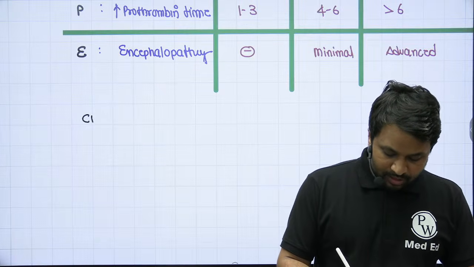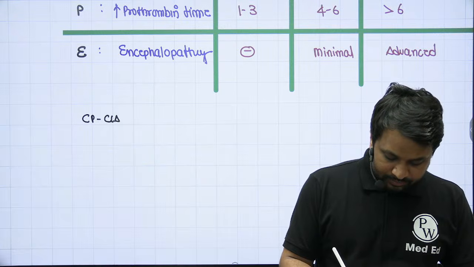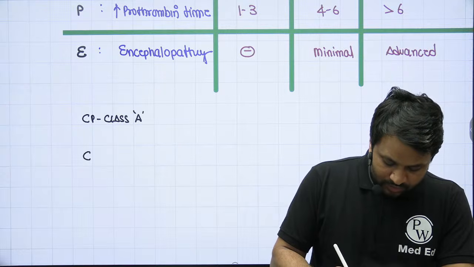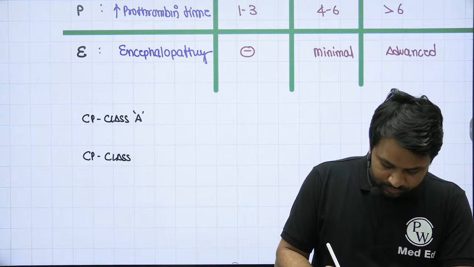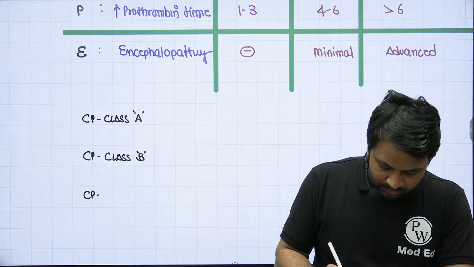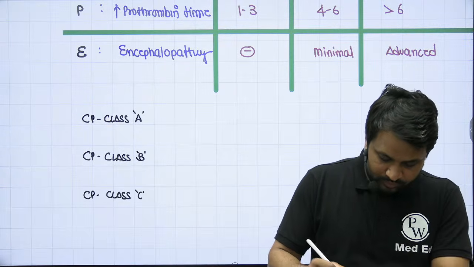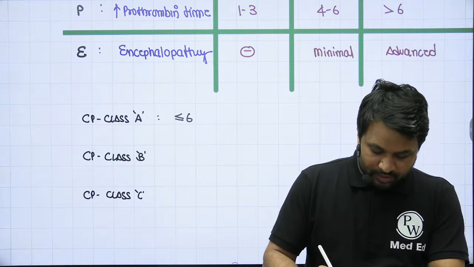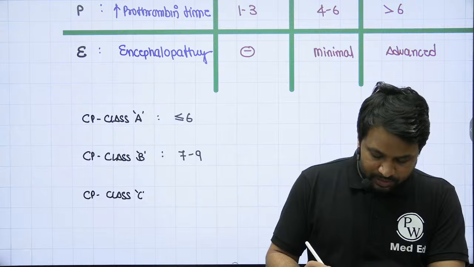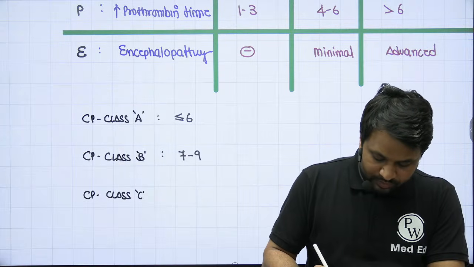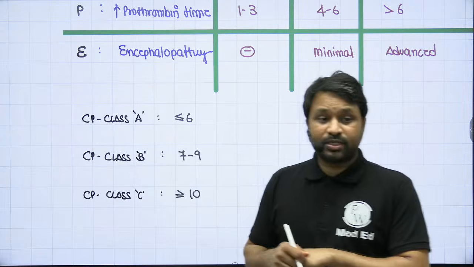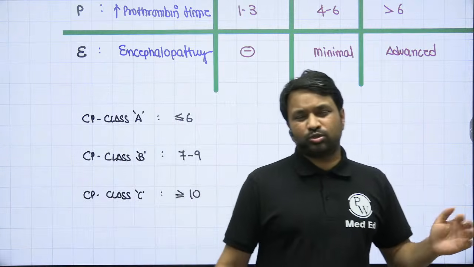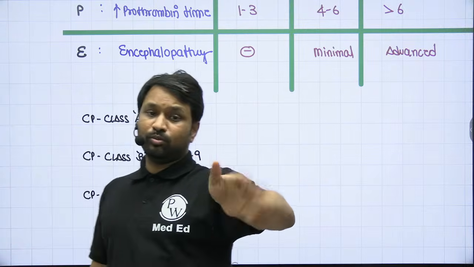We have Child-Pugh class A. Then you have CP class B. And you have CP class C. Now it's class A if the total score is less than or equal to 6. If it is 7 to 9, it is class B. If it is more than or equal to 10, it is class C. The higher the score, the higher the class, and the poorer the prognosis, okay? So the more the score, the bigger the class, and the bigger the class, the poorer the prognosis, okay?